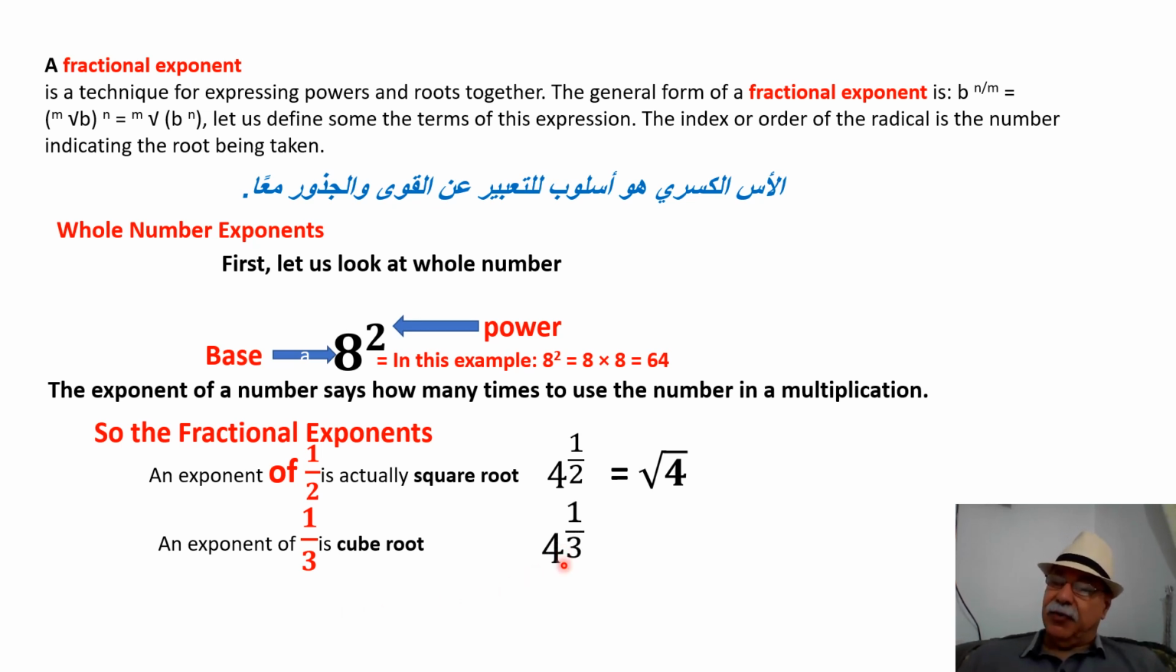Now here, 4 raised to the power one over three. That's why this becomes the cube root of 4. When I simplify and exchange the value, I get 4 cube root, like this.